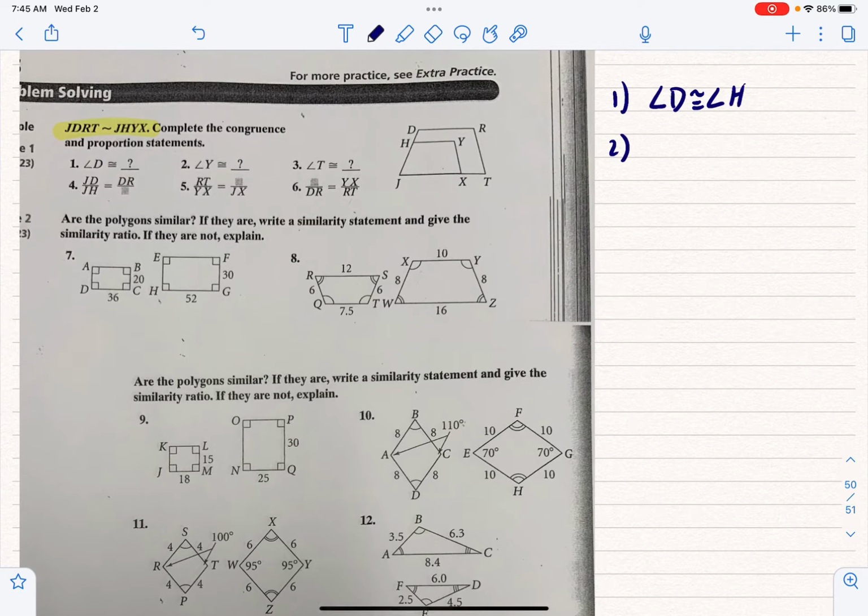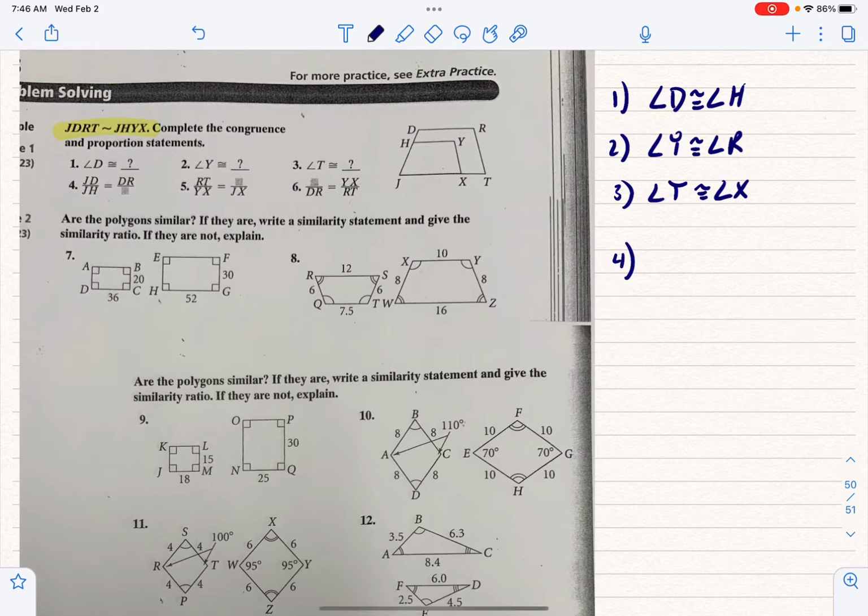Okay, number 2 says angle Y is congruent. Well, angle Y corresponds to R. So you say angle Y is congruent to angle R. Number 3, angle T. Angle T in the list is the last one, so that corresponds to angle X. We know with similar polygons that corresponding angles are congruent. So these are the angles that correspond to each other.